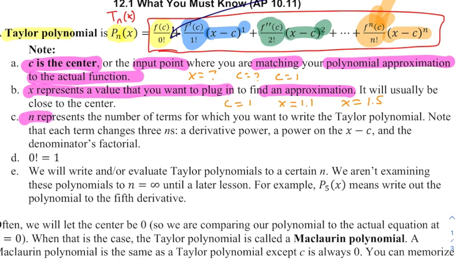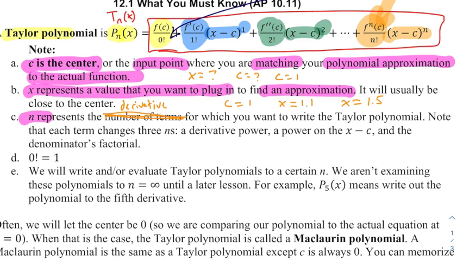So n represents, it's stated wrong on here, and I'll fix it. It represents the derivative that you are finding to. So if you have an n of 5, you're actually going to have 6 terms, okay? And so you're going to the 5th derivative.